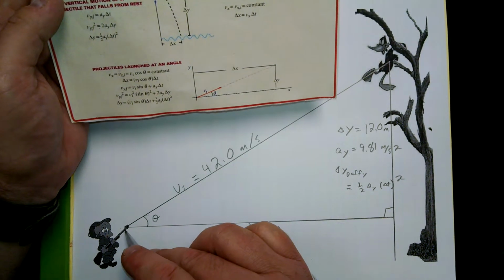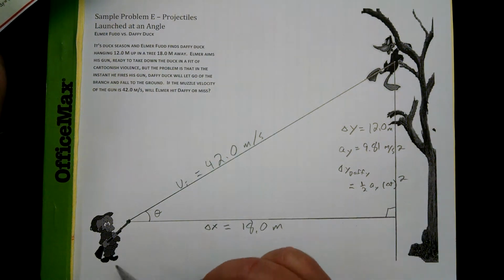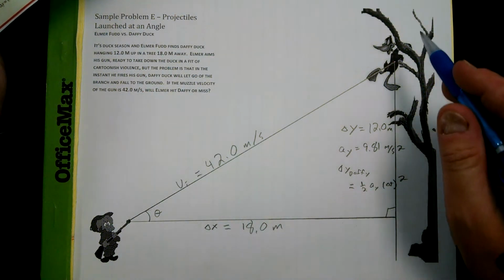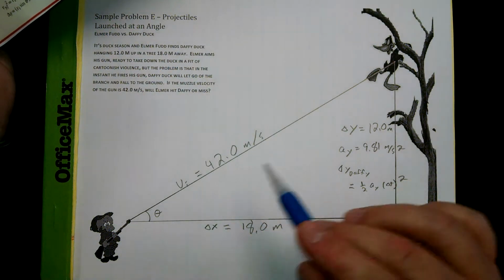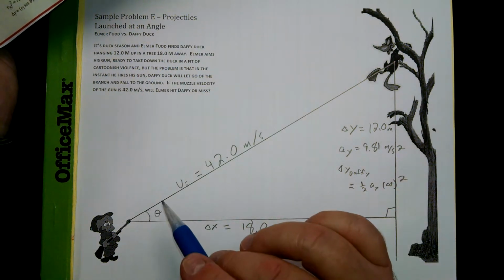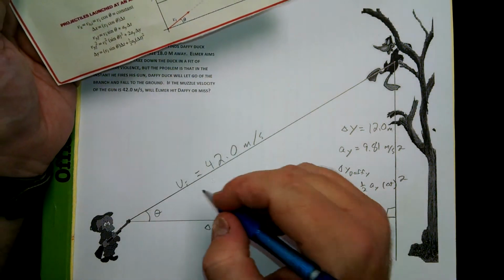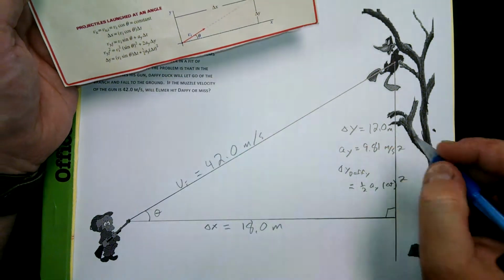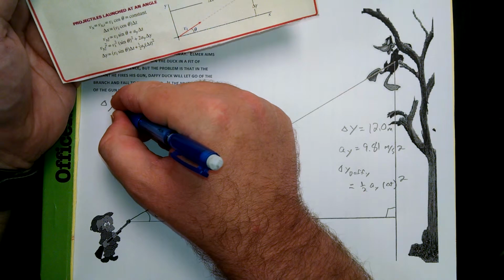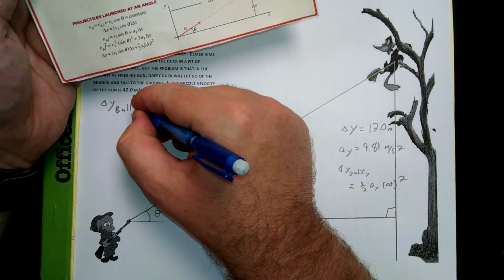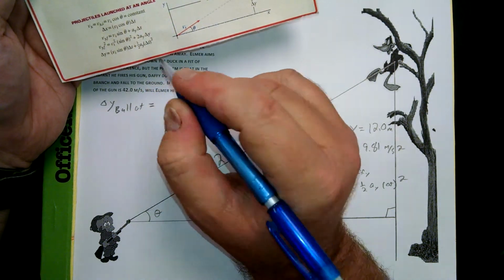We want to know the delta y of the bullet. So as Daffy is dropping, the bullet is going up. But gravity is going to be pulling both Daffy and the bullet down at about the same rate. So my question is, is the bullet going to meet Daffy at some point here? So let's go ahead and define the other equation that we need. Delta y of the bullet.